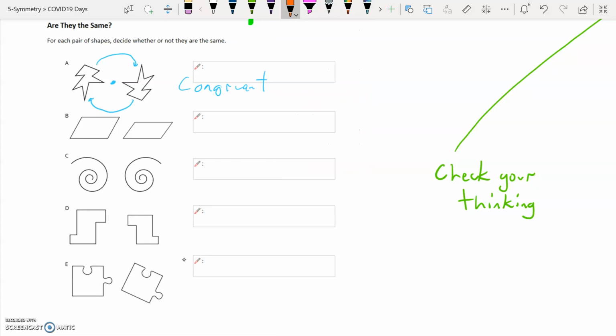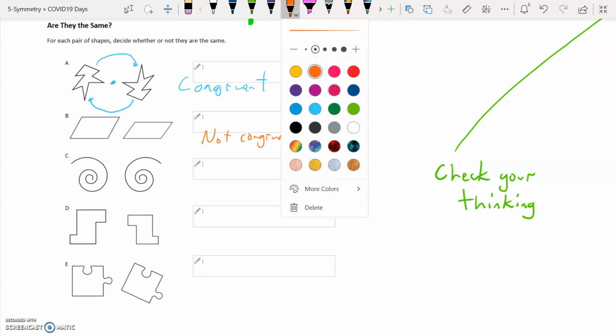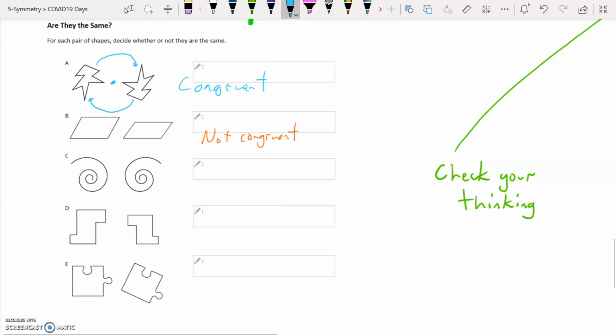The second one, not congruent. The reason being because they're the same type of shape. They're both parallelograms, but they're not the same size. You can tell that the one on the right has about the same width, but it's not the same height. Third set, yes, that would be congruent. And in this case, it would be a reflection that would create those copies. Those are mirror images.